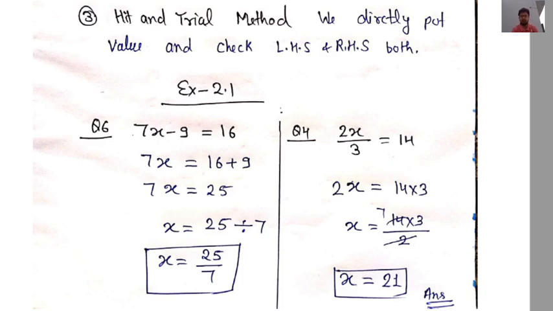This we can also write in fractional form: 25 upon 7. If you want to change it, you can write it as 7 threes are 21, and how much is left? 4. So 3 whole 4 by 7. You can say this is the answer. You can write it in either form if you want to simplify more.